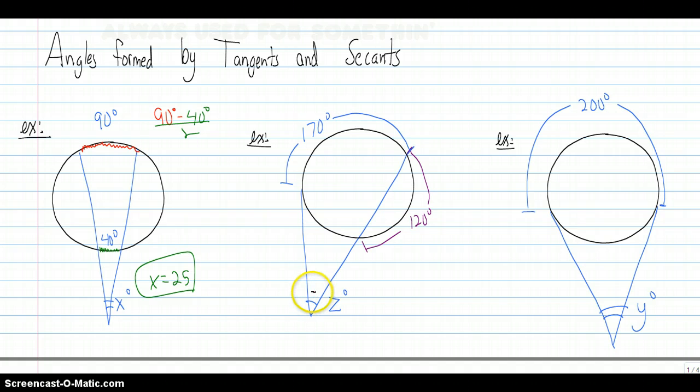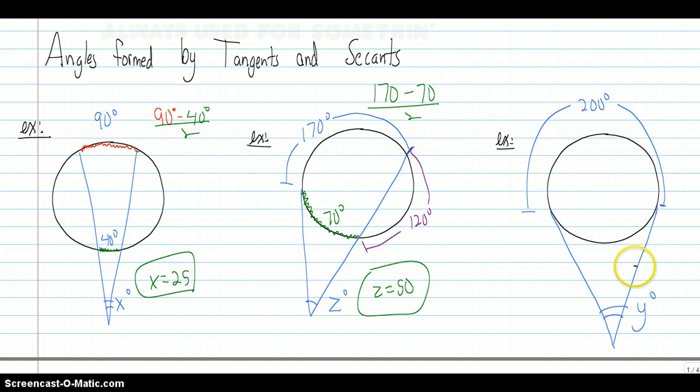Next one, again, our angle is outside of the circle. It's formed by the intersection of this tangent and also this secant. So we're going to take the big intercepted arc, the one on the opposite side of the circle, which is 170, and we're going to subtract the intercepted arc on the near side of the circle, which is just this green part that I've highlighted. We have 170 plus 120, that's 290 degrees. So that means that there's 70 degrees left for this angle. So we're going to take this big 170 minus that 70 divided by 2 to get that z equals 50.